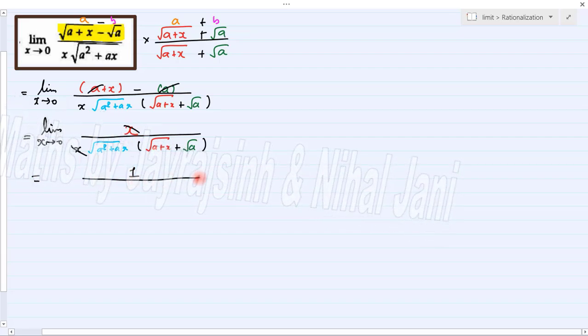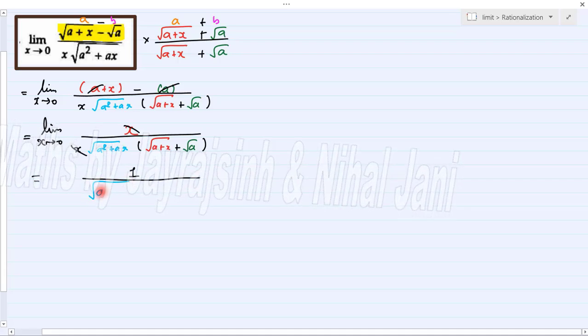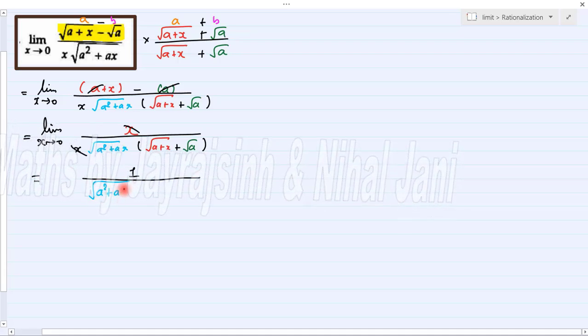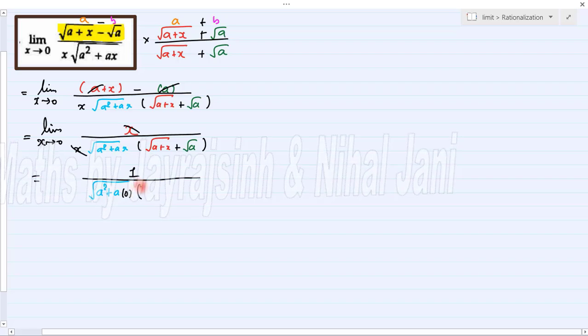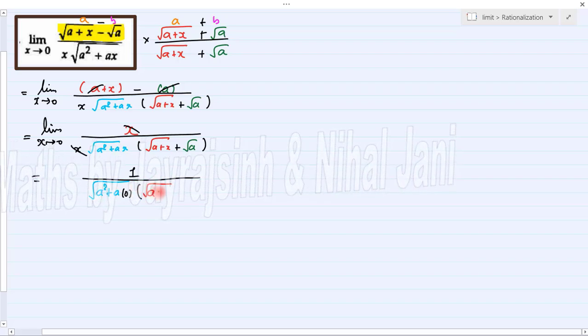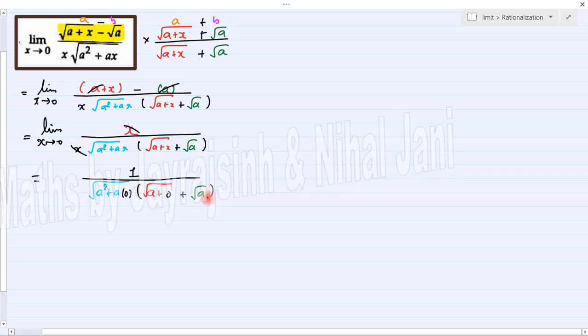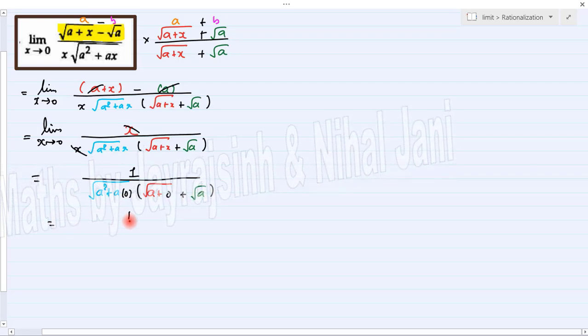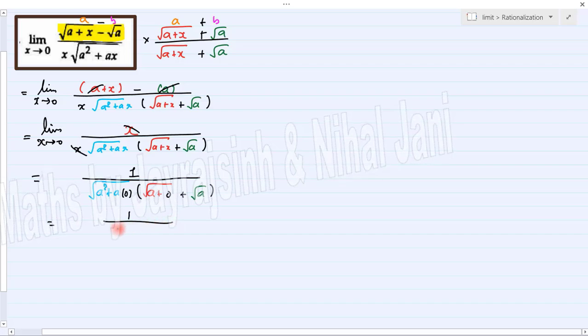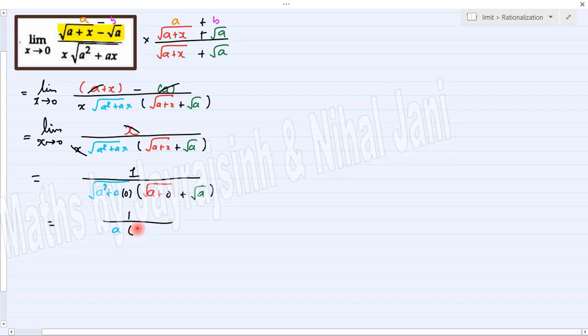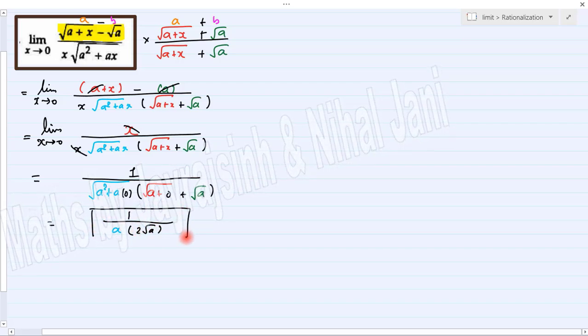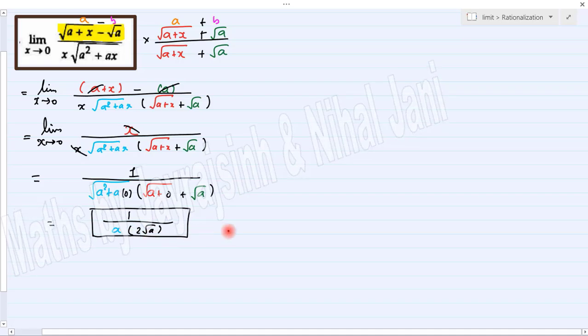So we'll get 1 upon under root of a square plus a into 0, into under root of a plus 0 plus root a. So here we'll get 1 upon, this under root of a square will give us a, and root a plus root a will give us 2 root a, which can be considered as your final answer. Ta-da!